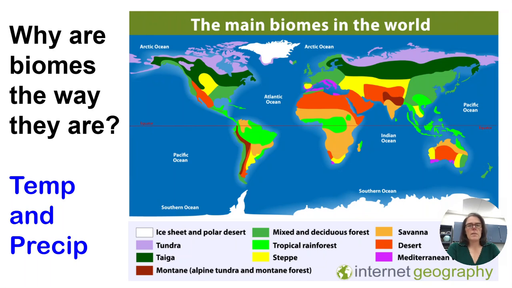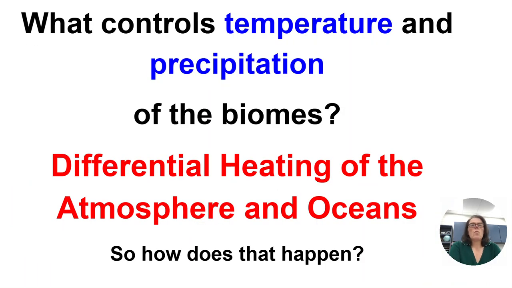So today we're going to talk about how biomes get to be the way they are and where they are. So what controls temperature and precipitation of the biomes? And the answer is differential heating of the atmosphere and the oceans. How does that happen? That's what we're going to talk about today. How do we get differential heating of the atmosphere and the oceans on Earth? Well, let's look at it.